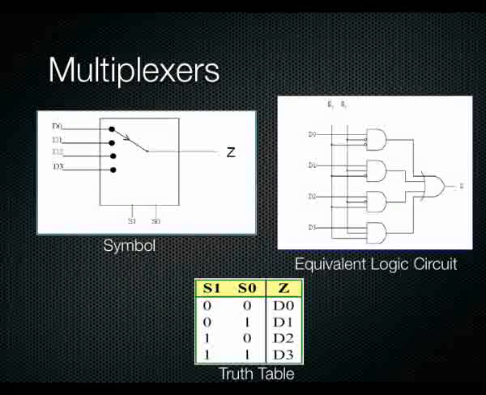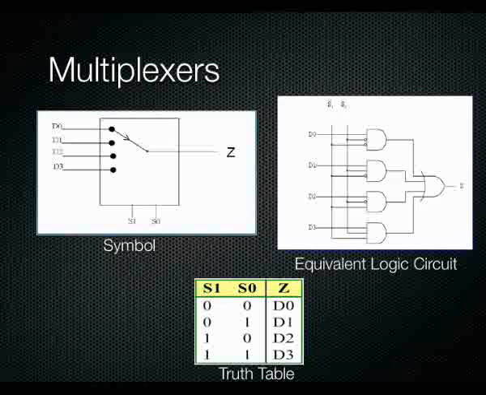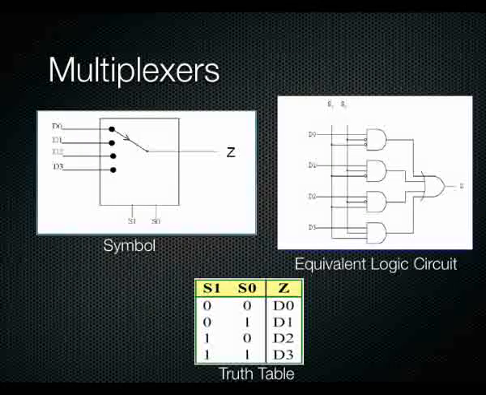I've shown the equivalent logic circuit there, which is a combinatorial logic circuit, and if you look at the truth table down the bottom, you can see that depending on the input values of S1 and S0, it switches the D0 lines through to Z, depending on which value of S1 and S0 you give it.